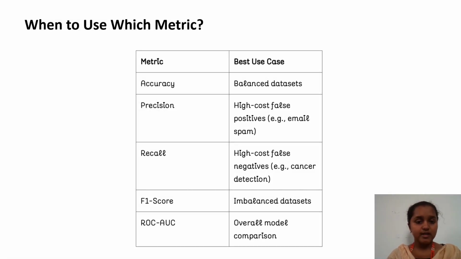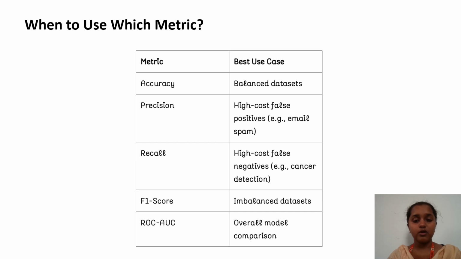When to use which metrics? Here we get an idea to use the metrics based on the situation. Here are the metrics and the best use case. For the accuracy metric, the best use case is a balanced dataset. For high cost false positives, like email spam detection, we use precision. And the use case for recall is high cost false negatives, like cancer detection.